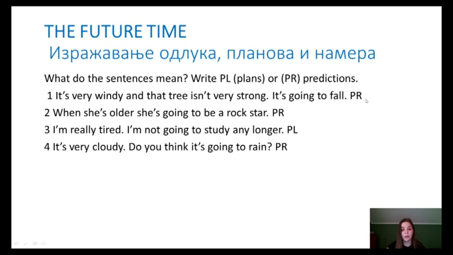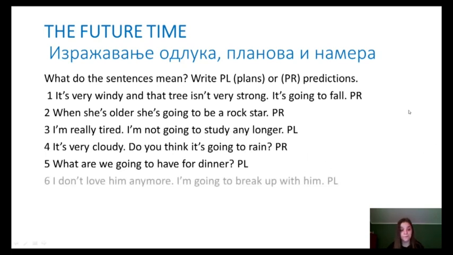4. It's very cloudy. Do you think it's going to rain? This is a prediction for the future based on the present evidence. 5. What are we going to have for dinner? This is a plan, a future plan, so we are planning to have something for dinner. 6. I don't love him anymore. I'm going to break up with him. This is also a future plan. We intend to break up with him based on the present evidence.